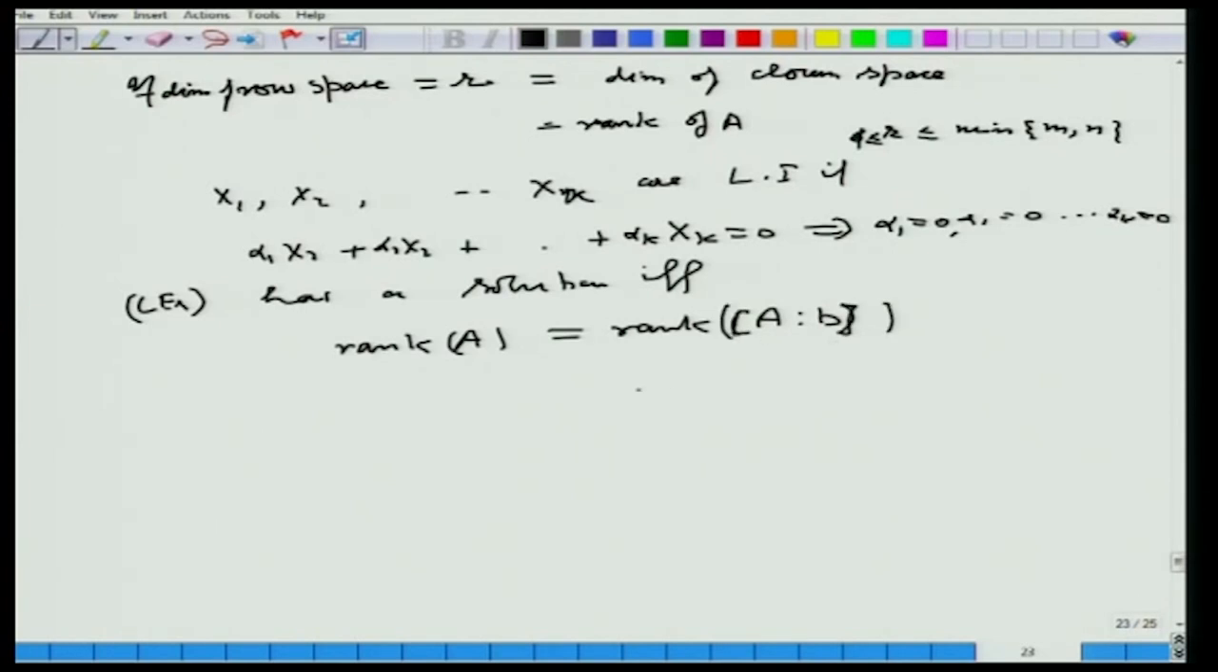So, that means here you have the augmented matrix, means you have A here, that a_11, and so on, a_1n, and then put this b_1 here, and a_21 and so on, a_2n and b_2, a_m1, a_mn and b_m. So, that is the augmented matrix.